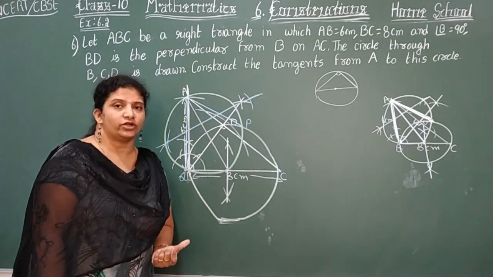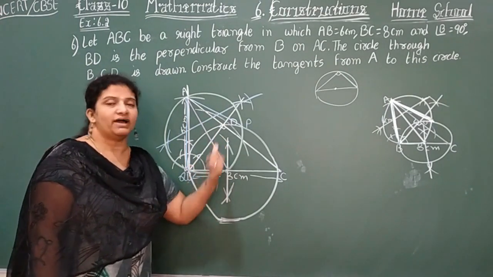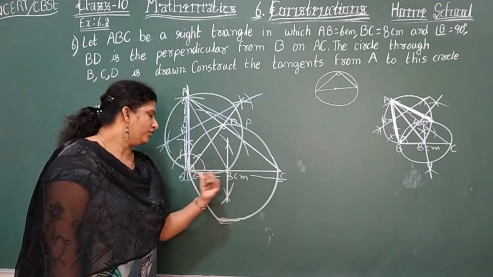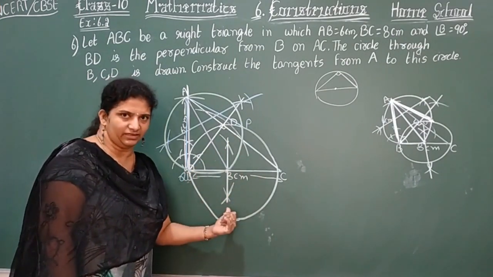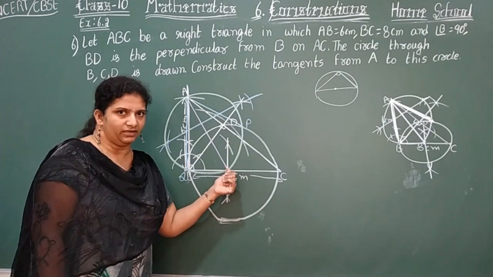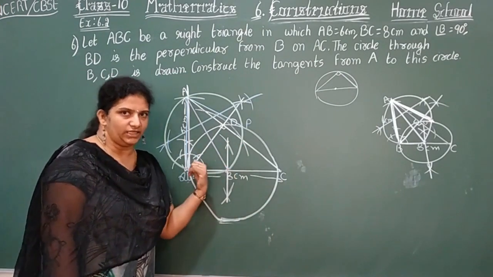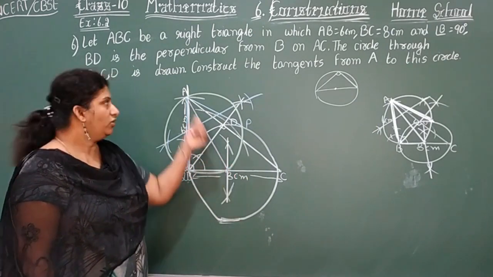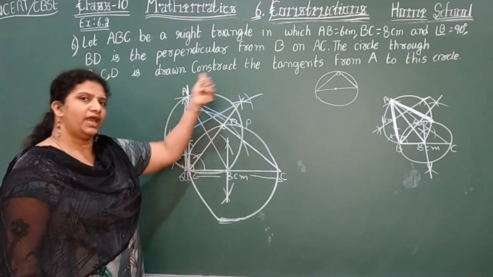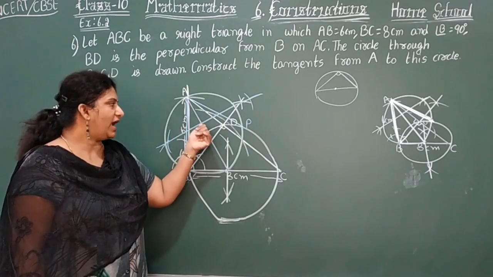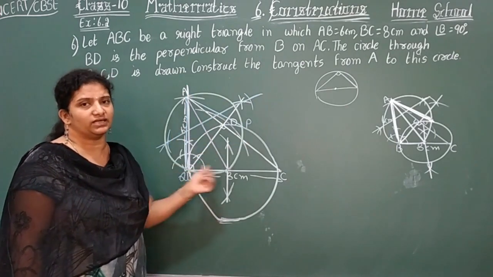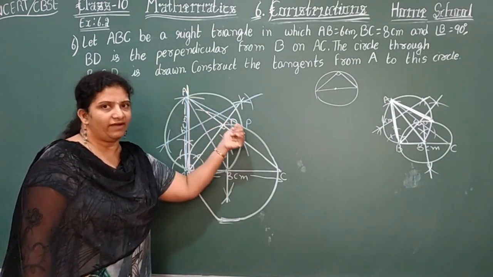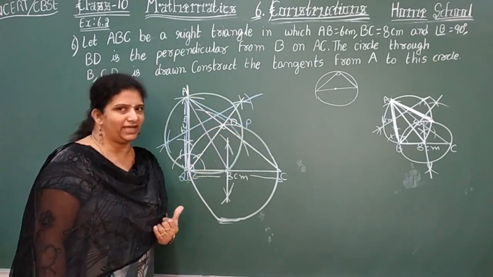Next step, what are you going to do? Draw the perpendicular bisector of BD, then again do it for BC. With this as a center, draw a circle. After drawing the circle, from this center join to point A. Again draw the bisector, from that bisecting center to the circle. Where the new circle touches the old circle, you have to join. Those are the tangents.